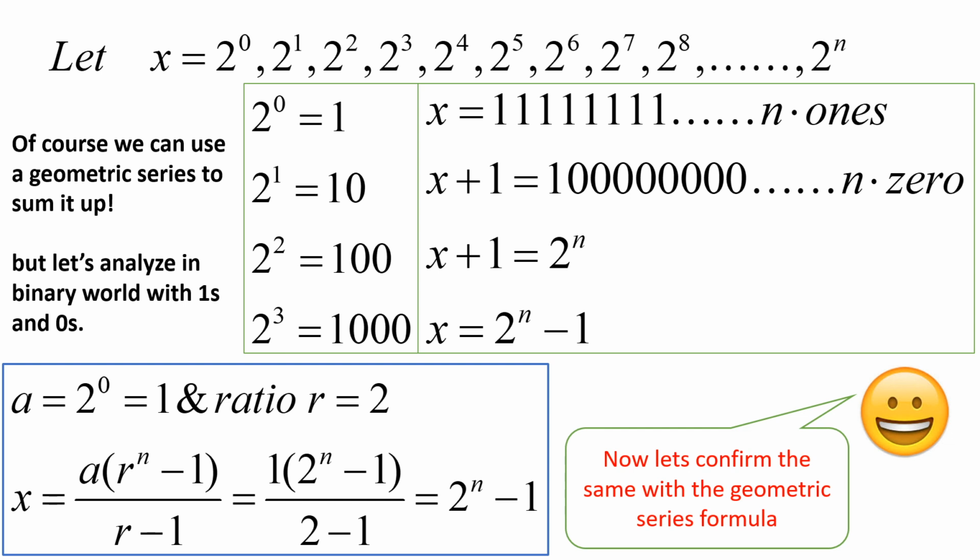Let's confirm that. Here we have a, which is the first term, 2 power 0, which is equal to 1. And the ratio, r, is the ratio between any two terms, and the ratio here is 2, because at every step we are multiplying by 2. Now the sum of a geometric sequence formula is a times (r to the power of n minus 1) divided by (r minus 1). So once we plug in our values, we have 2 power n minus 1 divided by 1, which is 2 power n minus 1, which matches with what we did in a binary world.